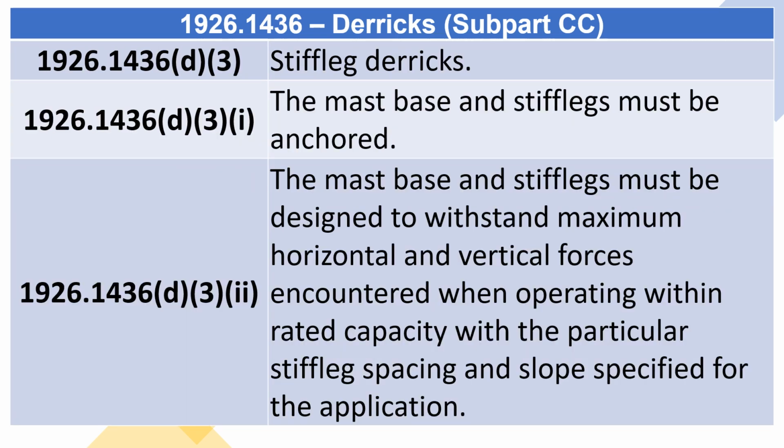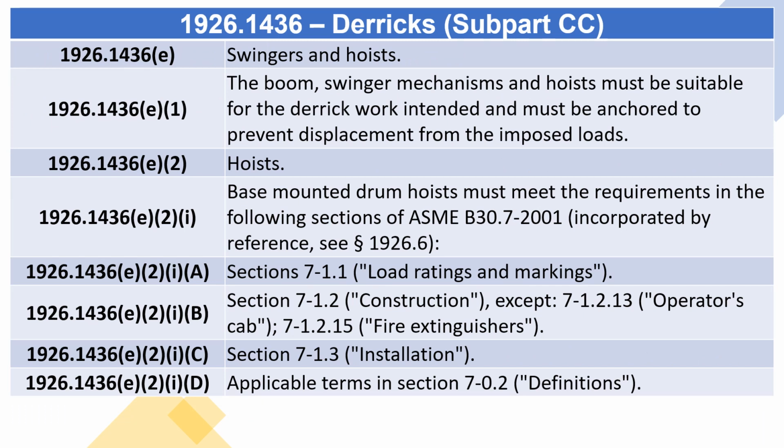1926.1436 D3 Stiff leg derricks. 1926.1436 D3(i) and (ii) The mast base and stiff legs must be anchored. The mast base and stiff legs must be designed to withstand maximum horizontal and vertical forces encountered when operating within rated capacity with the particular stiff leg spacing and slope specified for the application. 1926.1436 E. Swingers and hoists. 1926.1436 E1 The boom, swinger mechanisms and hoists must be suitable for the derrick work intended and must be anchored to prevent displacement from the imposed loads.